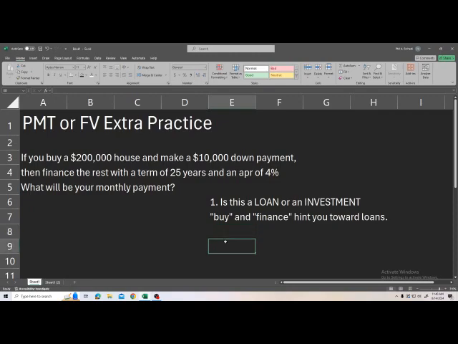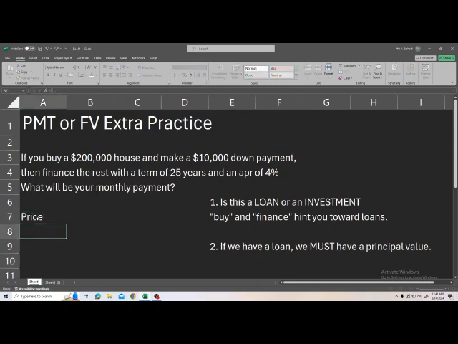Next, we must realize that because we are doing a loan, we must have a principal value. So we're going to start by finding that. First, we enter the price of this house and the down payment in dollars. The price of the house was $200,000 and the down payment is $10,000. You may recall from a previous video that if they give you a percentage, there's a little bit more math you have to do. Because this question gives us the down payment in dollars directly, we don't have to repeat those steps. We can just take the price minus the down payment to get the principal value.